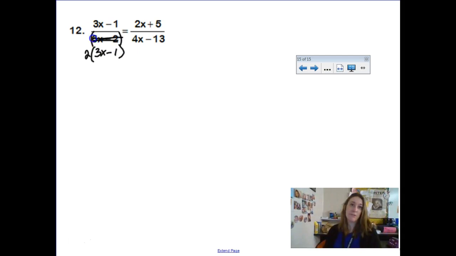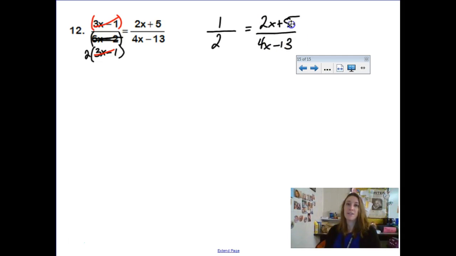Now, if you're a very sly creature, what you're going to notice is that these 3x minus 1s can technically cancel. There is nothing wrong with, when you're solving an equation, getting rid of factors that you see are going to cancel, because what that's going to do for you is it's going to give you less work. So our problem is now all of a sudden 1 over 2 equals 2x plus 5 over 4x minus 13. So we don't have any cancellation on this fraction, but that's okay. What we've done now is we've eliminated an entire factor.